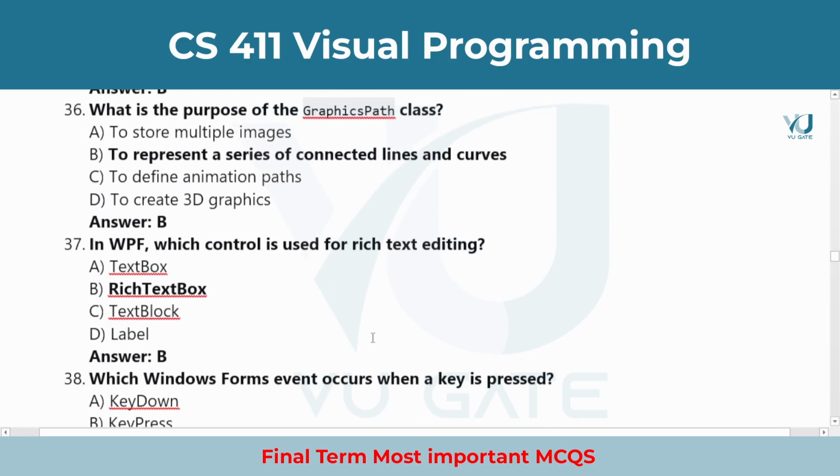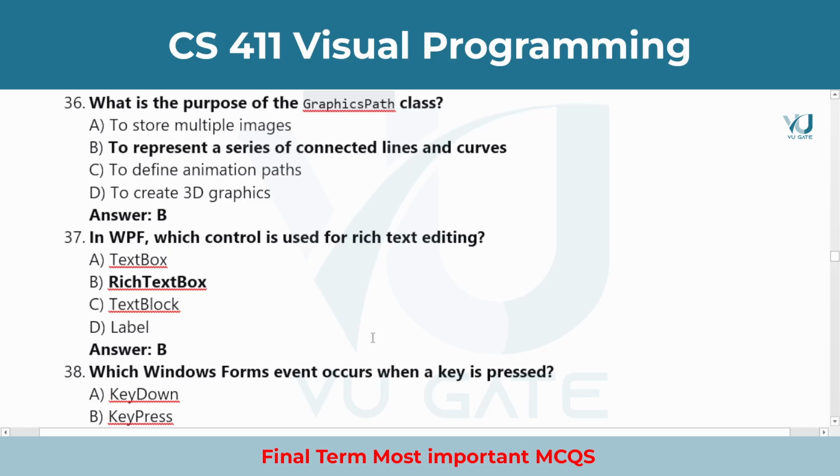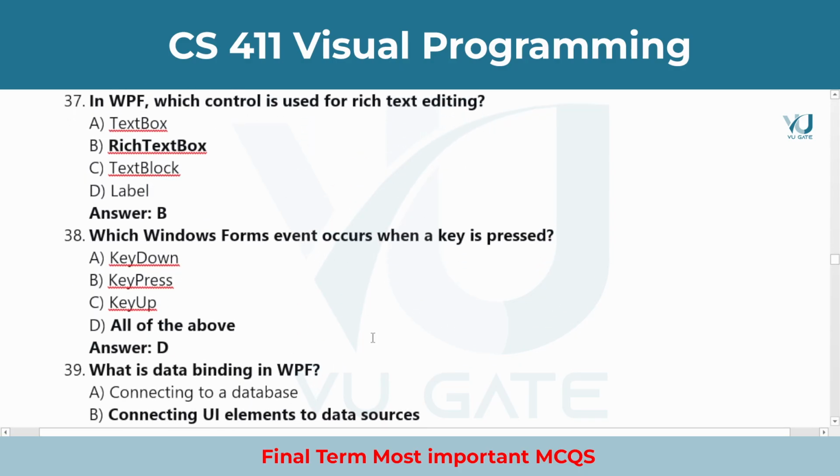Question 36. What is the purpose of the GraphicsPath class? The correct answer is option B, to represent a series of connected lines and curves. Question 37. In WPF, which control is used for rich text editing? The correct answer is option B, RichTextBox.